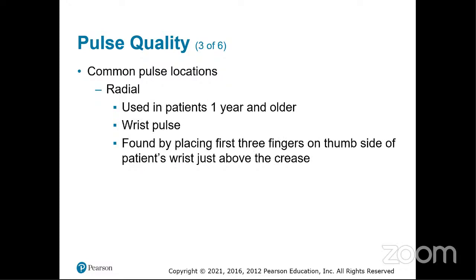So some common pulse locations. Radial is by far the most common. It's used in patients 1 year and older, also called the wrist pulse. When you document it though, you won't say wrist pulse. It'll always be radial. It's found by placing the 3 fingers of the thumb to the side of the patient's wrist, just above the crease.